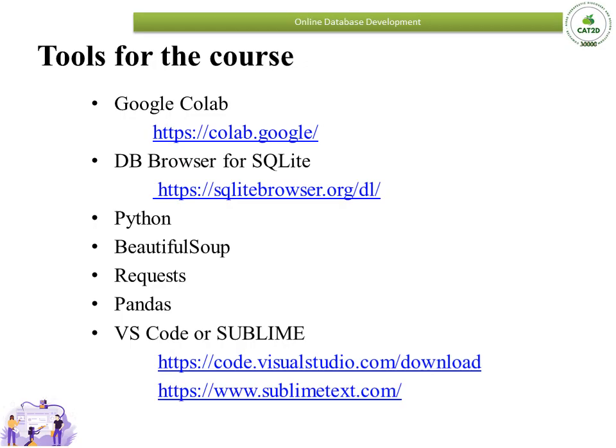And some of the tools we'll be using during the course of this program include Google Colab, which will be an online option for running our Python programs, then DB Browser for SQLite, Python itself, the Beautiful Soup library, the requests library, the pandas library, then the VS Code or Sublime interface for writing some code, especially HTML, CSS, and Python.